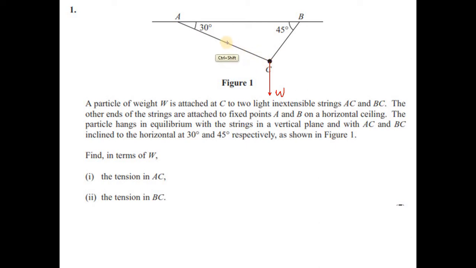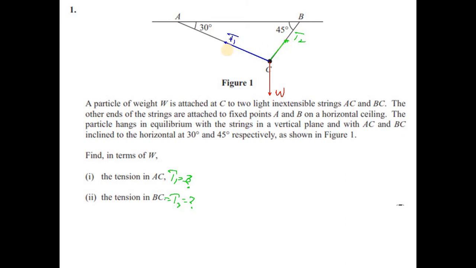So we say that in string AC we have a tension T1, and let the tension in string BC be T2. Now we need to find T1 first, the tension in string AC, and then T2 for BC, which is the question mark.